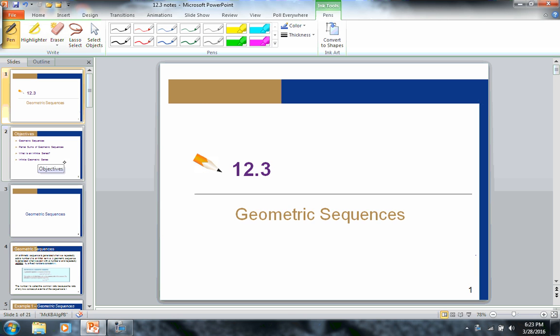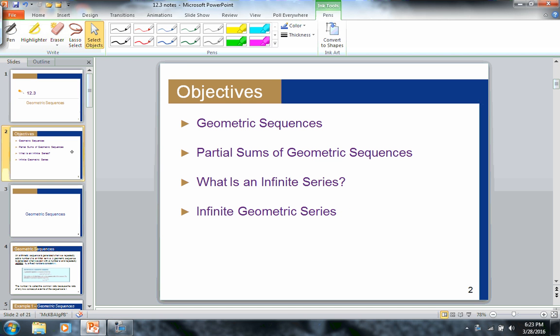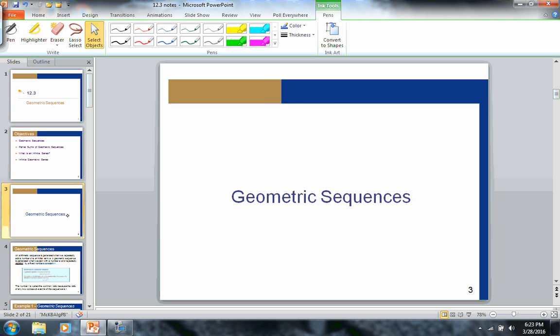And today we're going to talk about a bunch of different objectives here. We're going to talk about what geometric sequences are, as well as what the partial sum of a geometric sequence is. And then we're going to talk about an infinite geometric series as well. But we're going to start off with geometric sequences.